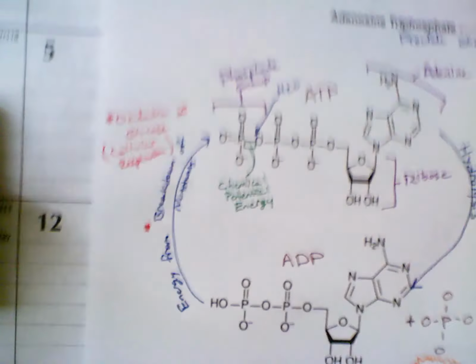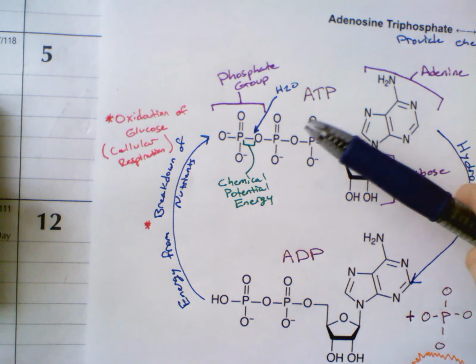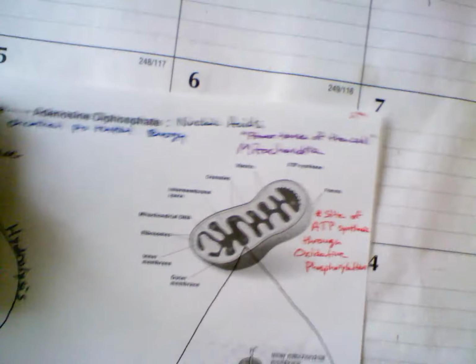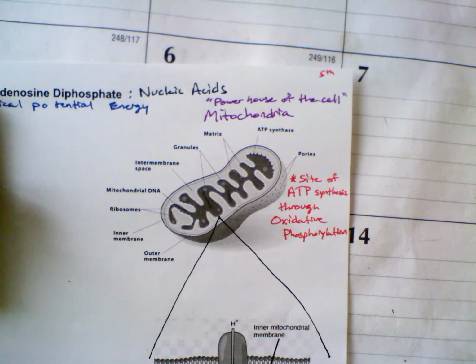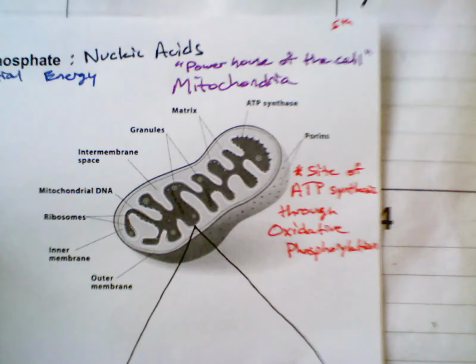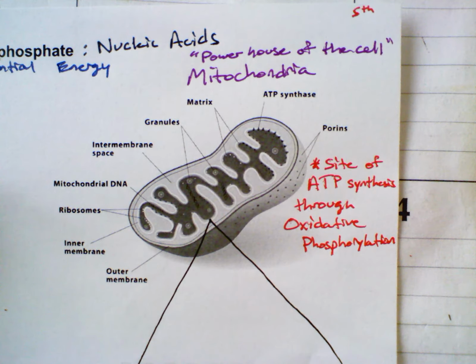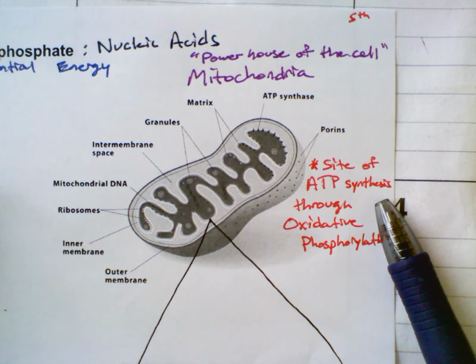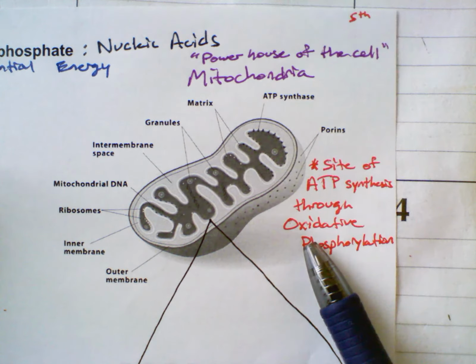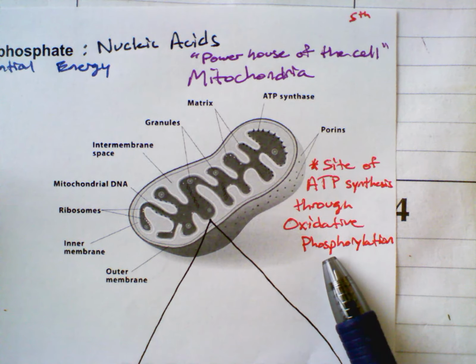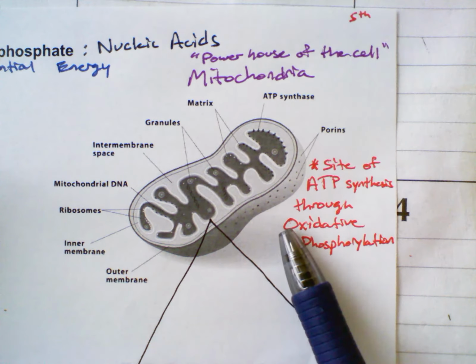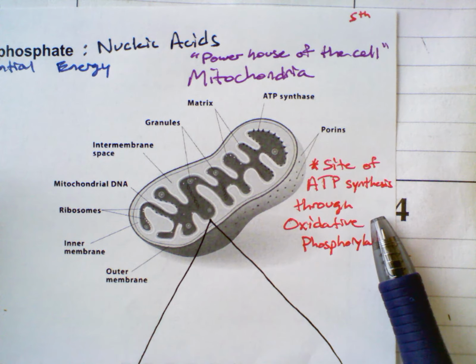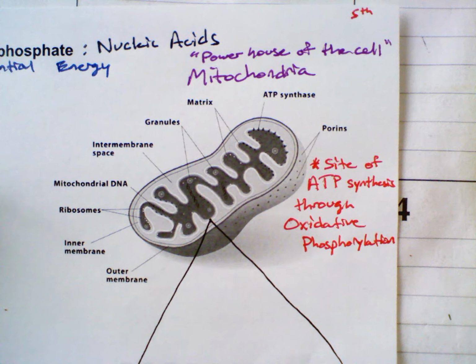The construction of ATP, so this process here, is happening inside of the mitochondria, which is why it's typically called the powerhouse of the cell. I want you guys to know, however, that the mitochondria is the site of ATP synthesis, and this occurs through oxidative phosphorylation, which just means you're adding a phosphate group by oxidizing food. That's all that means. And we left off talking about the physical structure of the mitochondria.